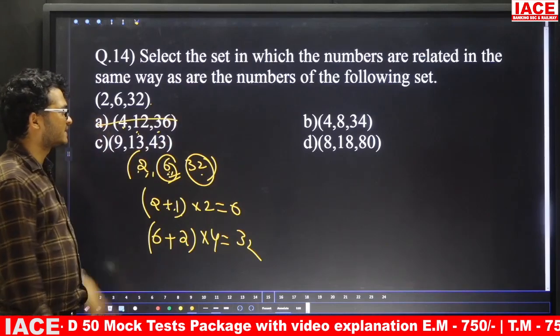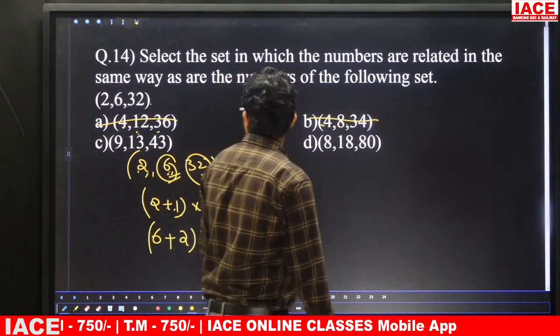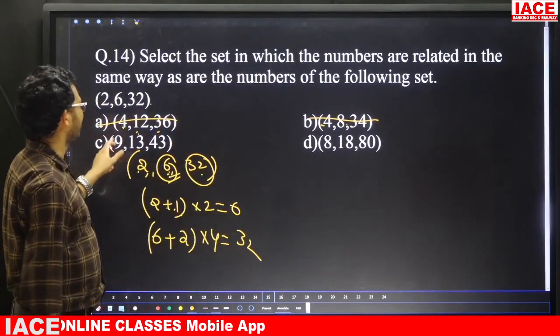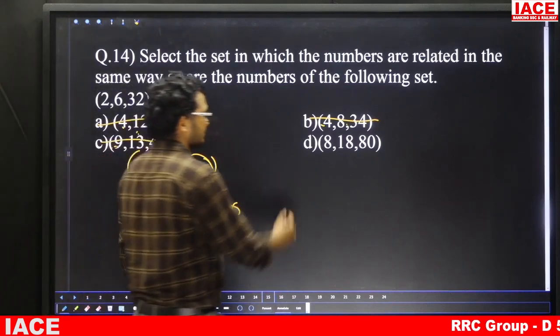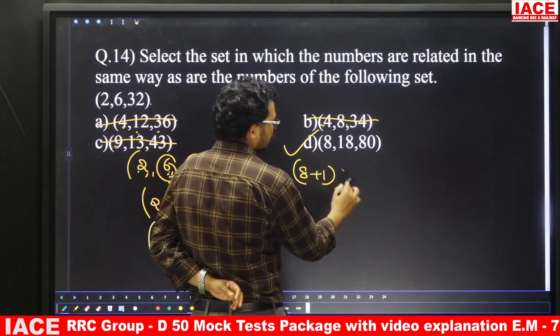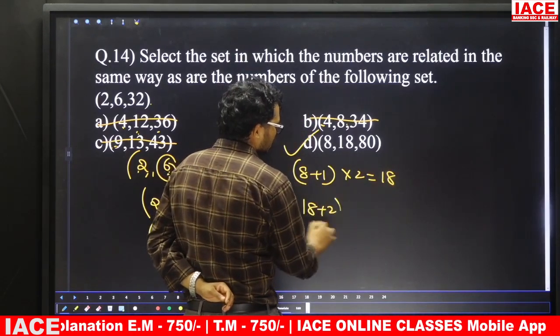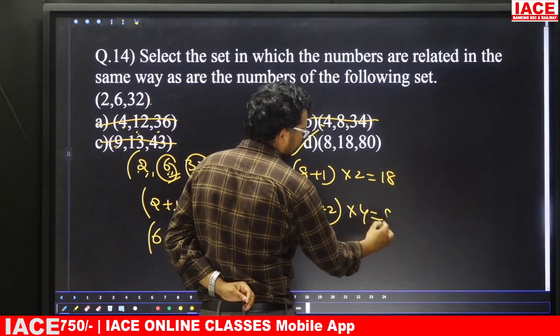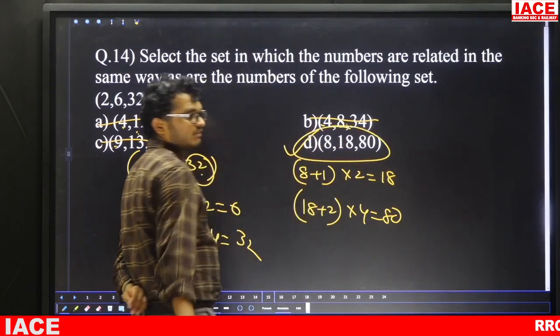First option, no chance. Next one: 4 plus 1, 5, into 2, 10. Not there. Next one is what? 9 plus 1 is 10, 10 into 2 is 20. It's not there. That means the remaining option D is the answer. 8 plus 1 is 9. 9 into 2 is 18. 18 plus 2 is 20, into 4 is what? Whatever logic is followed by the given set, option D has the same logic.